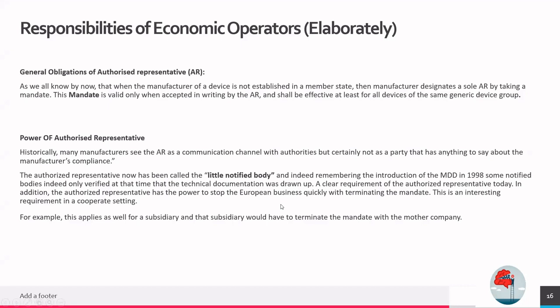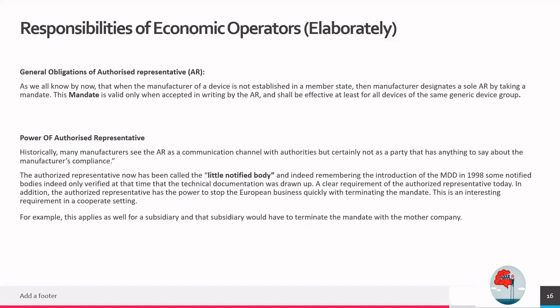Historically, many manufacturers saw the authorized representative as a communication channel with authorities, but certainly not as a party that has anything to say about the manufacturer's compliance to regulation. Their duty was only to deal with the government. But now it is not like that. The authorized representative is someone who keeps an eye on the manufacturer's compliance with the regulation as well as reports to the government, that is the competent authority of that member state. So that is a difference. That is a power the authorized representatives have got now. So that is why the authorized representative is called a little notified body.